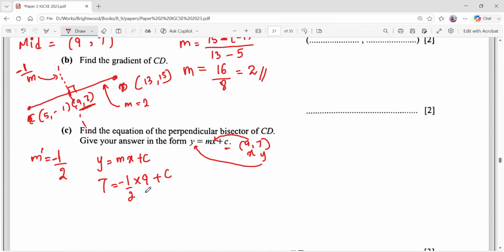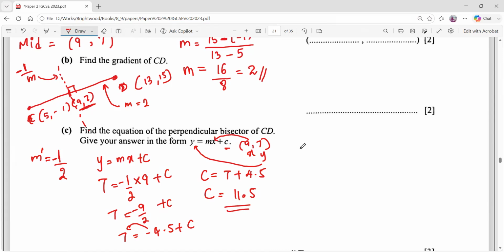7 equals negative 9 over 2 plus c. Negative 9 over 2 is negative 4.5, plus c. Negative 4.5 goes to the other side, so c is equal to 7 plus 4.5, which is 11.5.